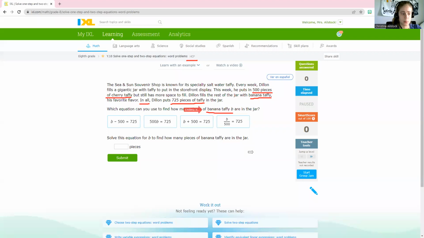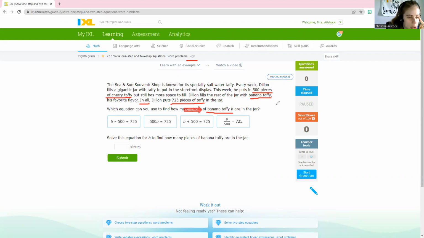They're saying, all right, banana taffy, we're using the variable B. So honestly, I'm not good with multiple choice. Sometimes that makes me pick the wrong answer because I'm like, oh, that looks right, but it's really not. So I personally like to try to figure it out on my own first and then see if what I got matches the multiple choice, but that's just me.